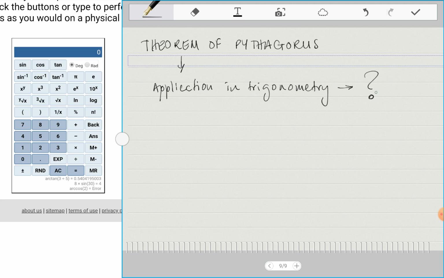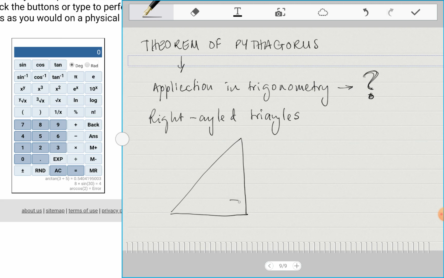In terms of our right angle triangles, it's very important to understand that we can find the unknown sides of our triangle. So if you take a standard triangle like this, obviously we know how to label our triangles.